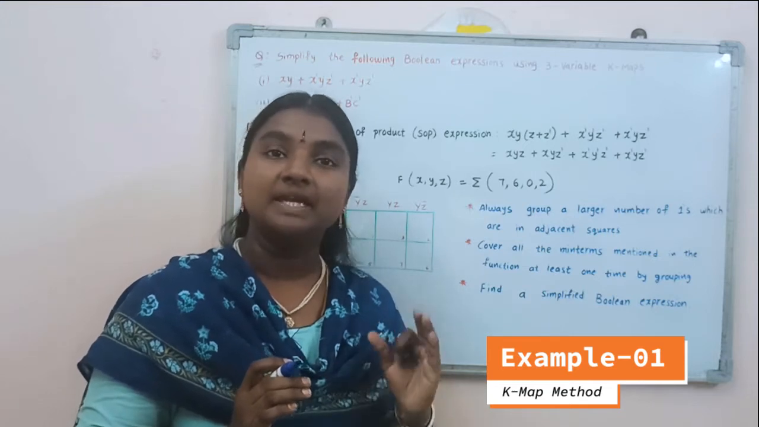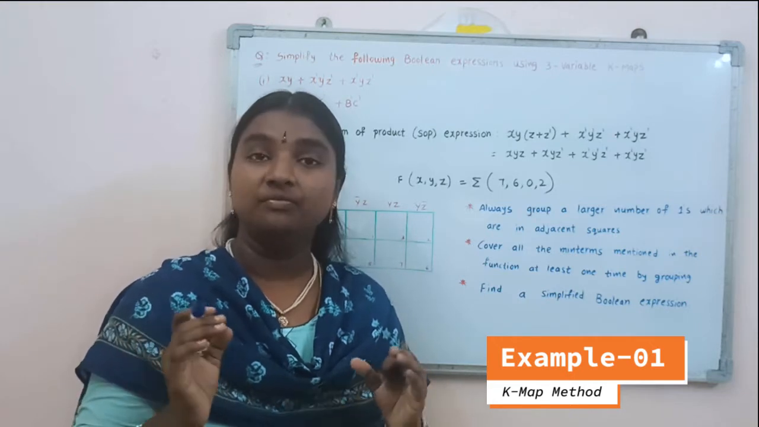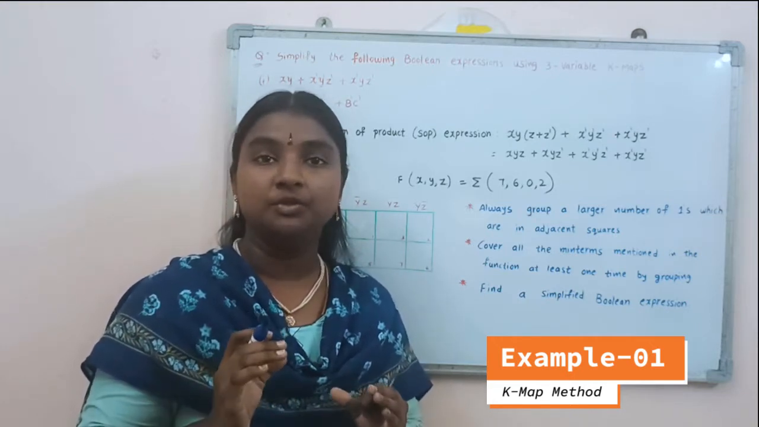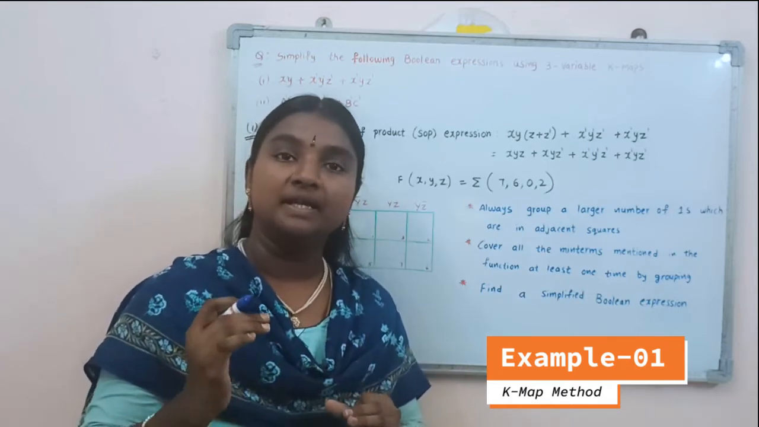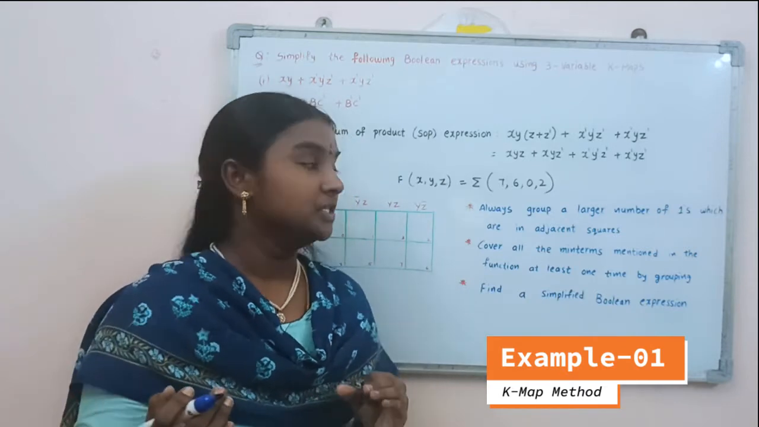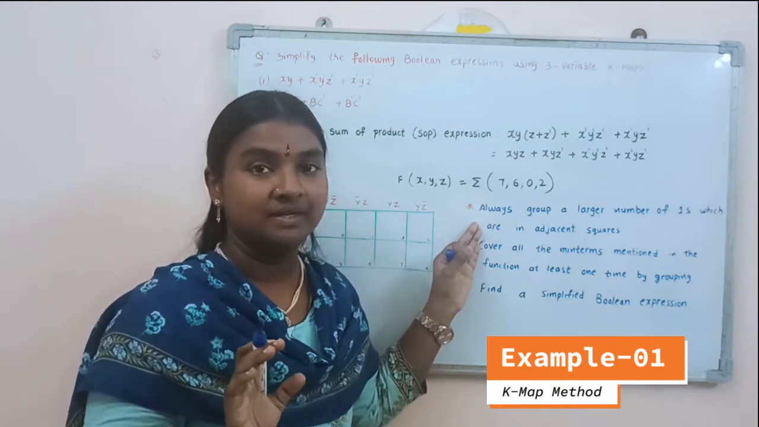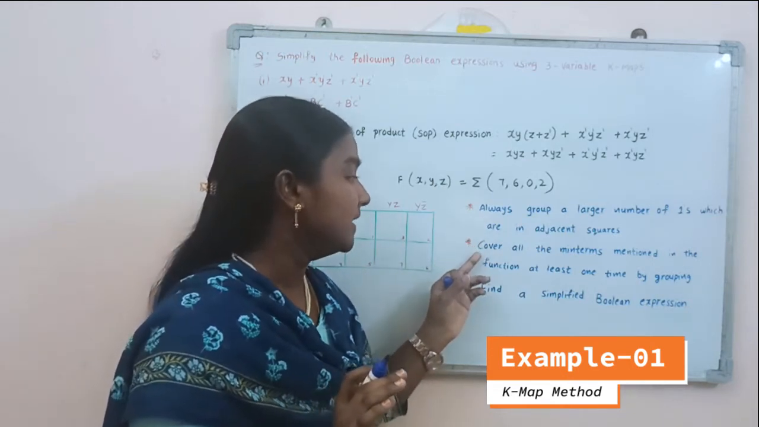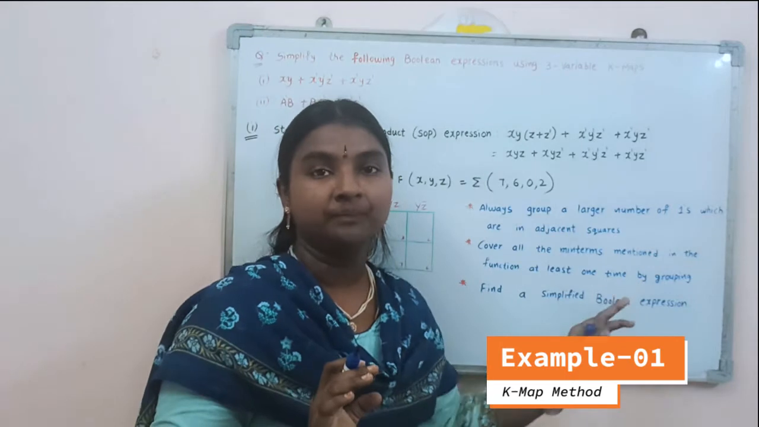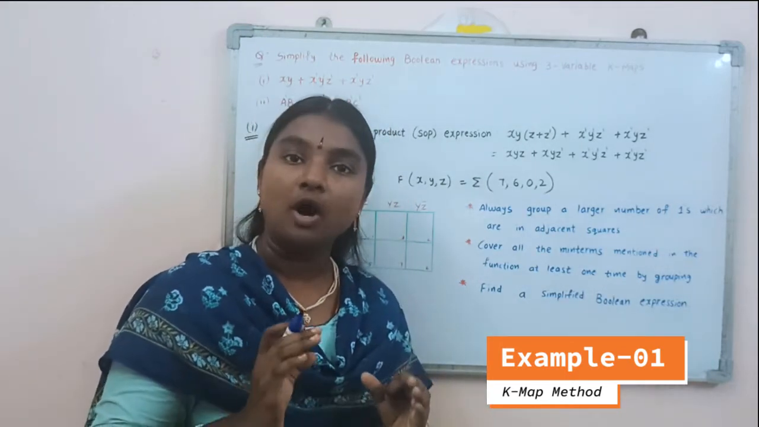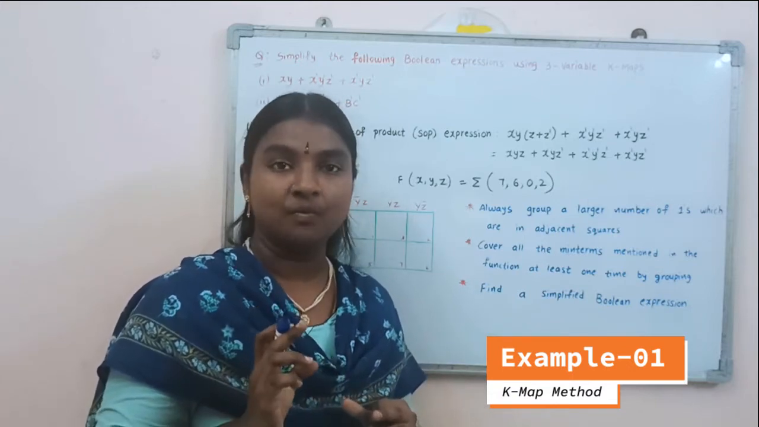If we are combining 8 ones, that group is called an octet. If we are combining 4 ones, that group is called a quad. If we are combining 2 ones, it is called a pair. So we always give priority to combining more adjacent ones. The second rule is to cover all the minterms mentioned in the function at least one time by grouping. All the minterms present in that function should be covered at least one time.